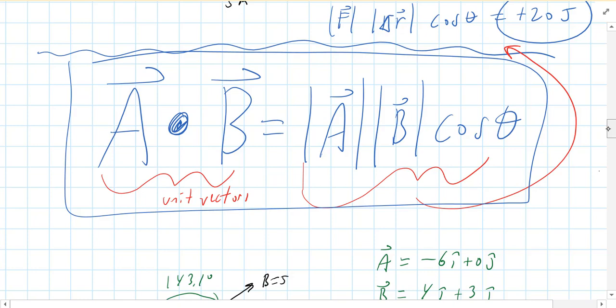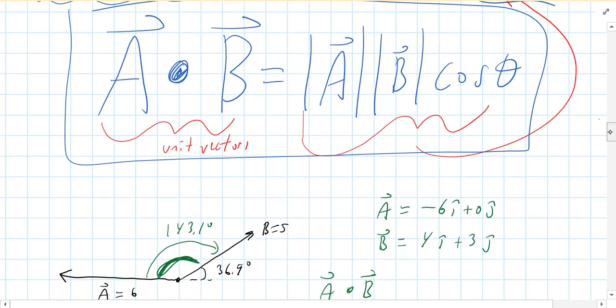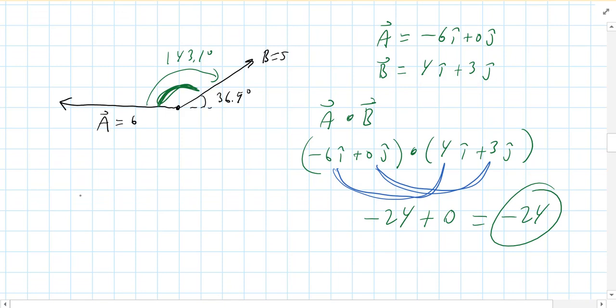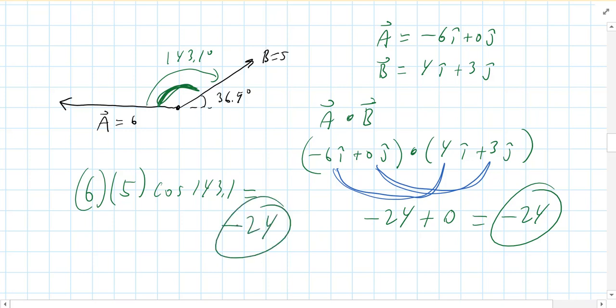The right side of the equation should be the same, right? It's the magnitude of A times the magnitude of B times cosine of the angle between them. So the magnitude of A is 6, the magnitude of B is 5, and you would do cosine of 143.1. If you do that in your calculator within rounding, you're going to get negative 24. So it's an equation, they better be equal. But if you don't believe me, try it out. By the way, make sure your calculator's in degree mode, not radian mode.